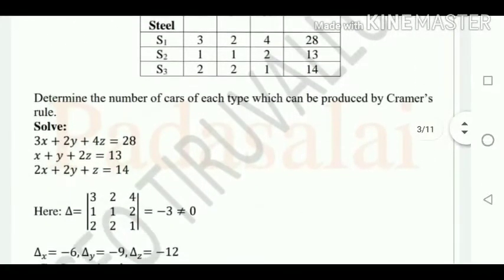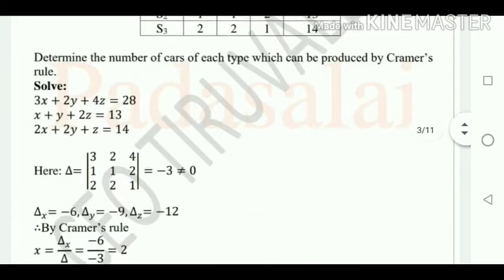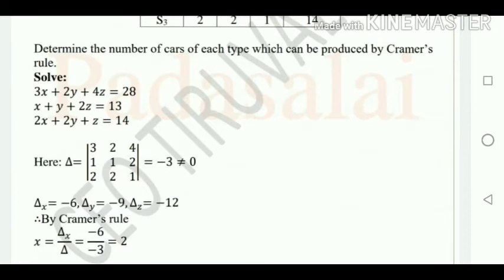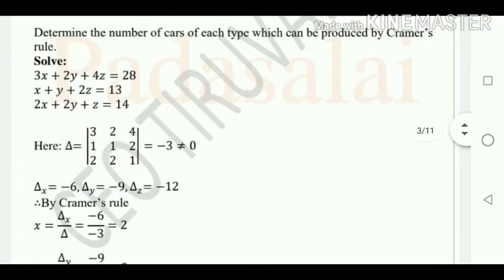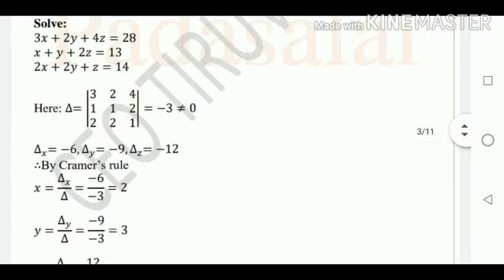After the conversion, you take it as a matrix form by taking the coefficients of the variables x, y, z. Here the delta equal to 3, 2, 4, 1, 1, 2, 2, 2, 1. The value of the delta equal to minus 3, which is not equal to 0. So already you finished 2 sums nearly by applying the Cramer's rule method. So this is also the same method.